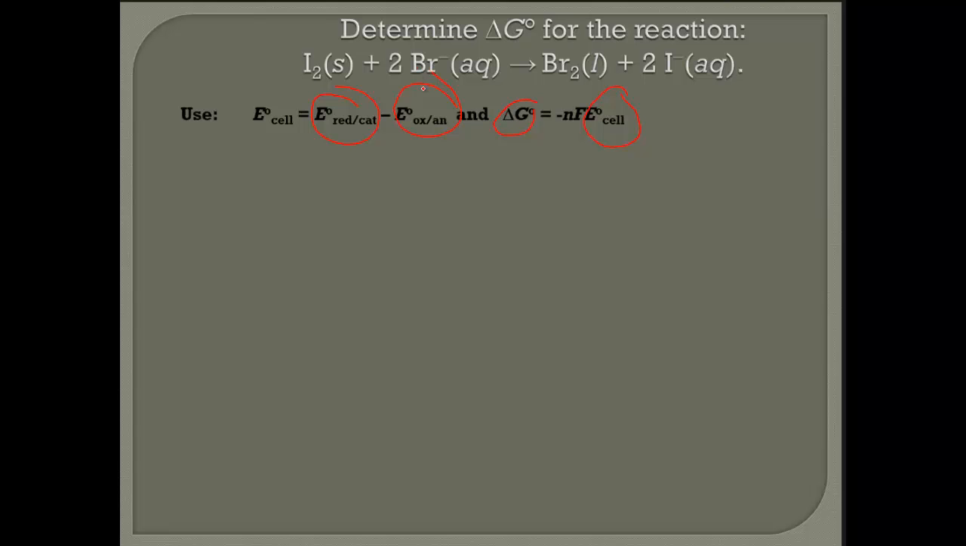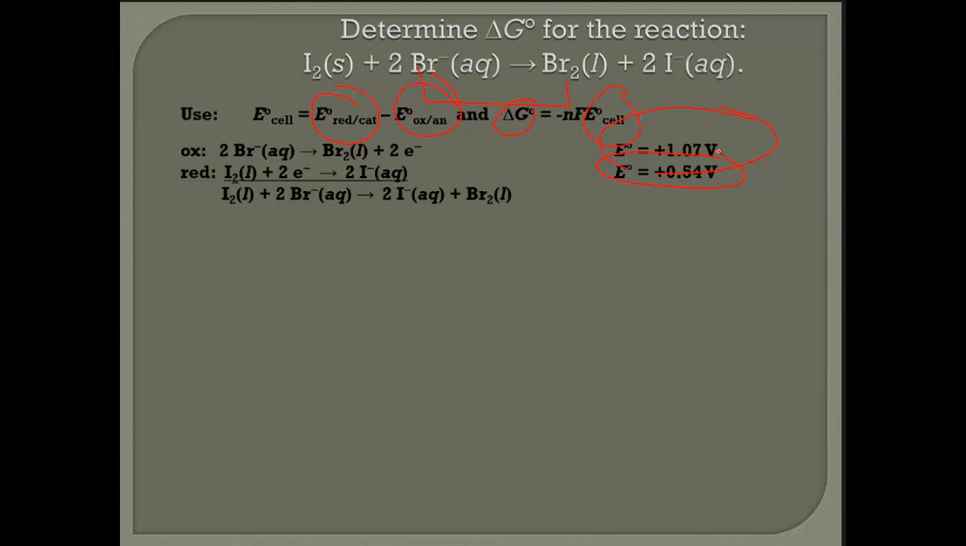Notice that bromine is going from a -1 to a 0. It's losing electrons in this process. Lose electrons, oxidized. That means bromine is the one being oxidized, and its cell potential is positive 1.07. That means that I2, the iodine, must be the one being reduced, which is 0.54 volts. Altogether, that gives us I2 plus 2Br minus yields 2I minus plus Br2.